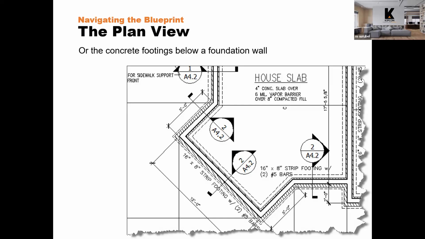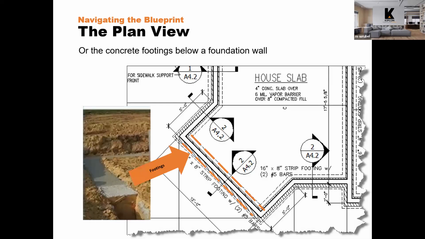Again, you see the dimensions here. That's showing the dimensions of that foundation wall. There might be other notes on here too. It's showing how this basement floor needs to be constructed, the thickness of the concrete, and how it needs to be underlain with a vapor barrier. So this is the type of information that's all included on the plan views.